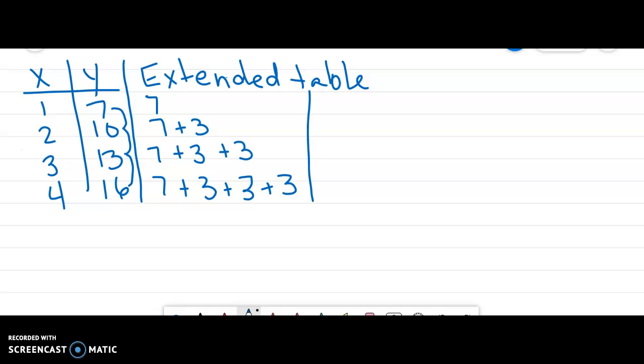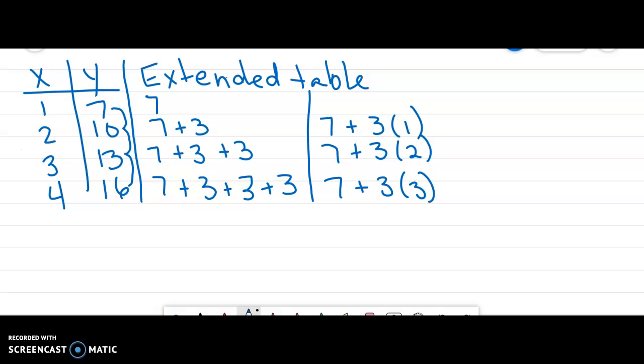And then we practiced writing that with multiplication. So I'm going to start on the second one and we'll work our way back up to the first one. This is 7 plus 3 times 1. This third term is 7 plus 3 times 2, and this one is 7 plus 3 times 3. So if I wanted to back up to the first one, I could think about that as 7, or I could think about it as 7 plus 0 threes, or 3 times 0.